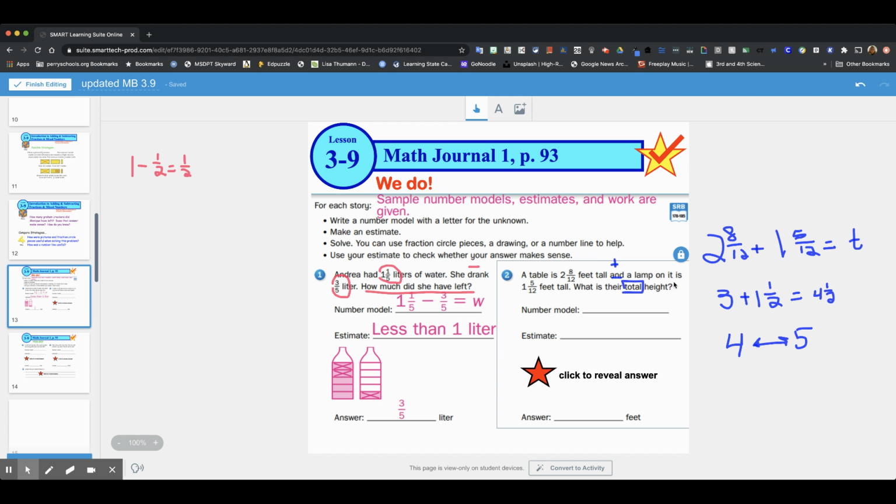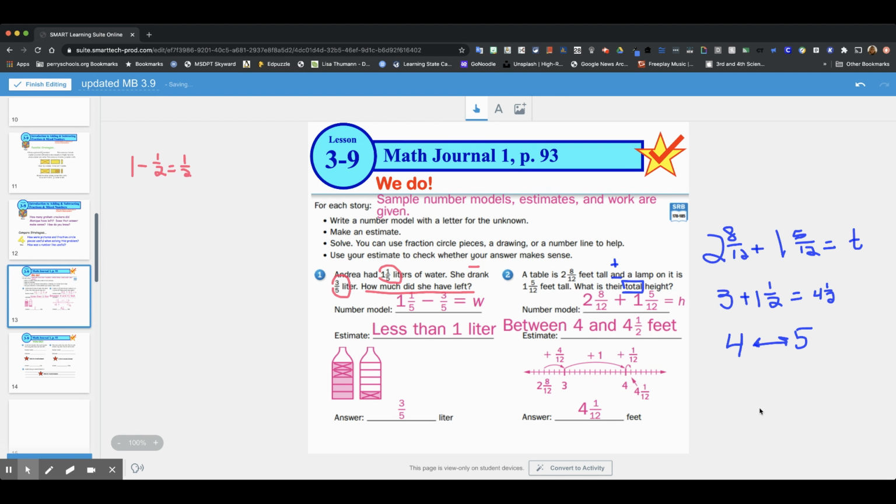Let's take a look at the picture and the work that they showed. Okay. So they have the exact same number model. They used H for height instead of T for table, I guess. Their estimate, though, was between 4 and 4 1/2. That would have made more sense because I did have a 4 1/2 here. But this 4 and 5, between 4 and 5, is that logical with this? Because again, these were sample number models and estimates. So yeah, if you had 4 1/2, great. If you had between 4 and 5, that's fine as well.